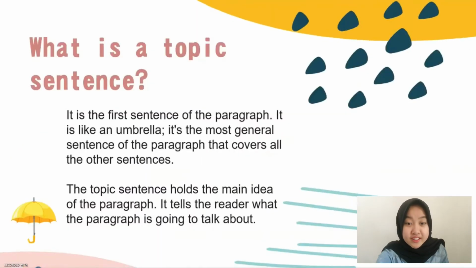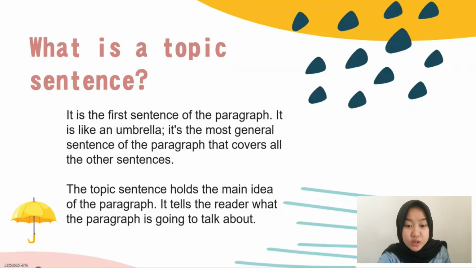What is a topic sentence and why is it such an important part of a paragraph? Well, the topic sentence is the first sentence of the paragraph. You can think of it as an umbrella. It's the most general sentence of the paragraph that covers all the other sentences in that paragraph. So it works pretty much like an umbrella that covers all the other sentences in a paragraph.